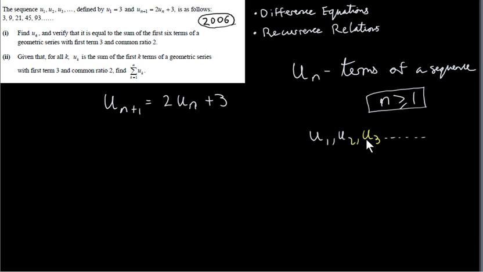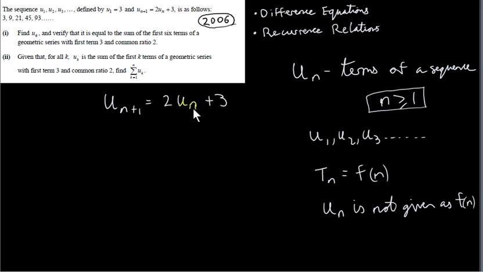Now, unlike in previous videos, where we could get T_n, the nth term, as a function of n, we use the letter T_n for the nth term. Here we're going to be using the letter u_n. u_n is not given as a function of n in a difference equation. So for example, suppose we want to find u50. Well, we can't plug 50 into some function of n and get out an answer.